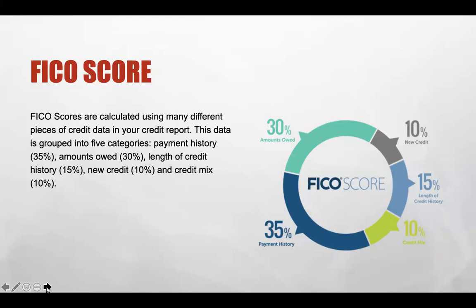And there's a pictorial for the students that are more visual. Here's a chart that talks about FICO score, how it's comprised, and I just talked about it: 15% length of credit history, 10% new credit, 10% credit mix, 35% payment history, and 30% the amount owed. So that's a pictorial representation of what your FICO score is made up of.